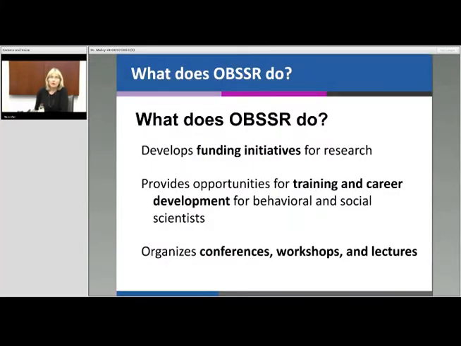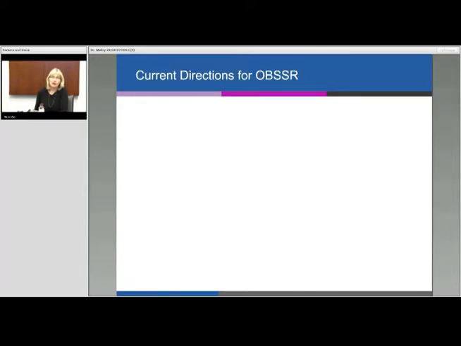We develop funding initiatives, we provide training and career development for behavioral and social scientists, and importantly, we convene workshops, conferences, and lectures such as this one to help stimulate the use of, in this case, system science methods, but more broadly to stimulate topics that are relevant to the field of behavioral and social science.